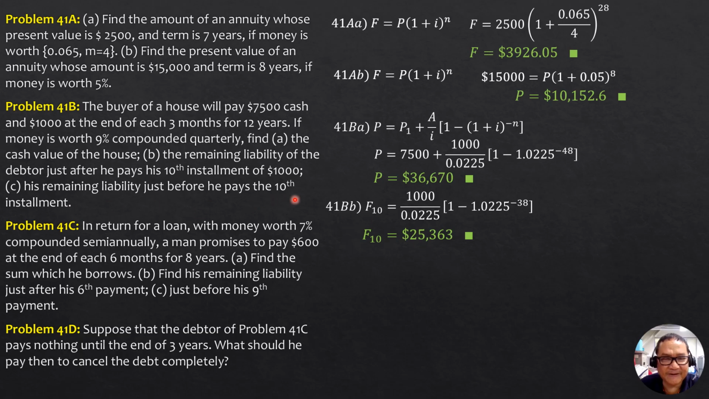So before paying the 10th installment, I'll call that F10 left. Then it is equal to, because he's about to pay $1,000, $1,000 plus this remaining liability after the 10th installment. So that is 25,363 plus $1,000.